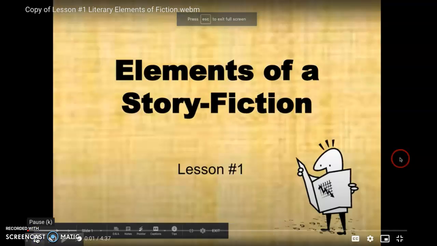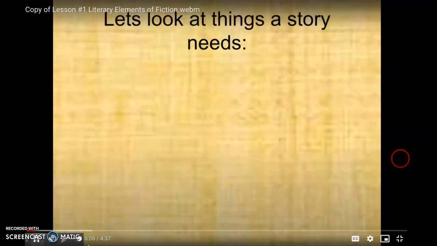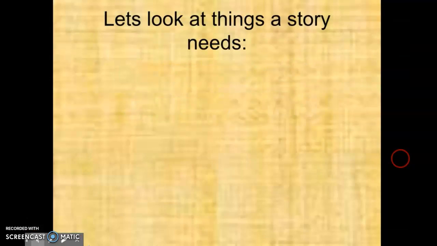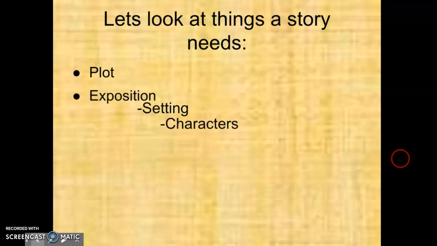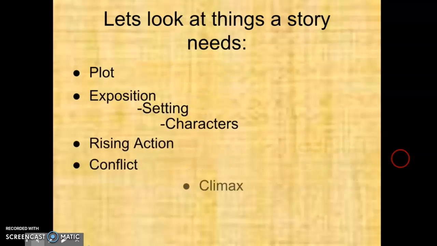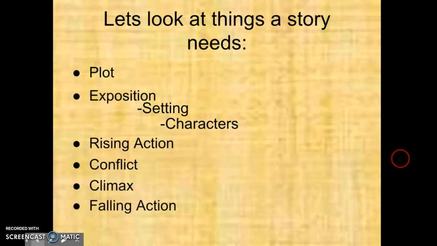Lesson number 1, elements of a story, fiction. So when we talk about elements of a story, we're talking about different aspects of the story that, when put all together, give us the meat of our story, such as plot, exposition, setting, characters, rising action, conflict, climax, falling action, and resolution.